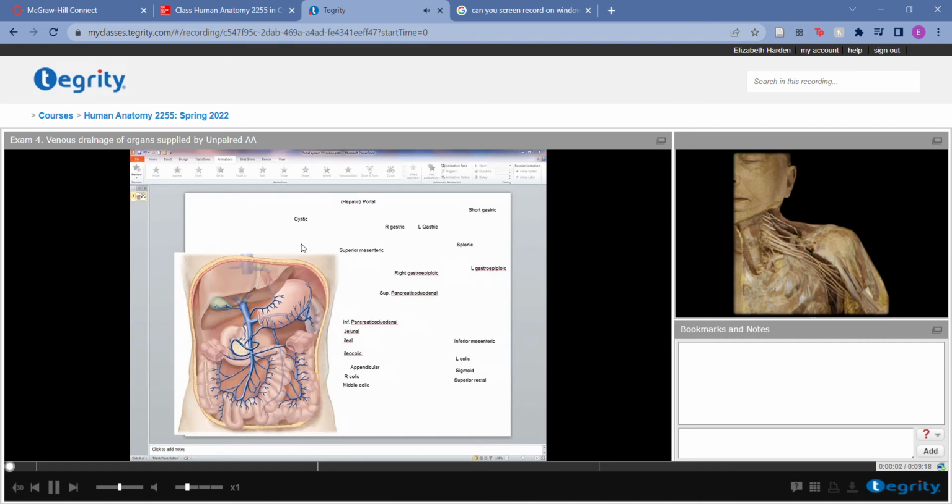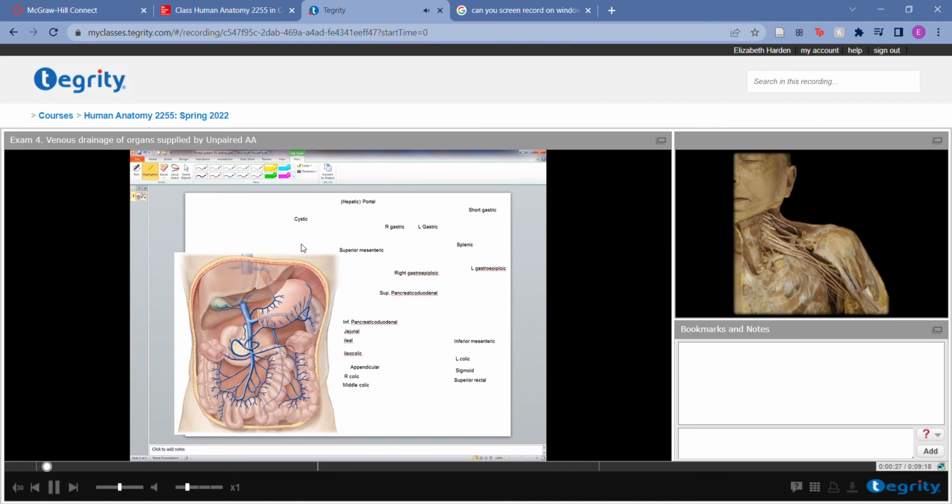Okay, you guys, I know this looks a little busy with all the words and everything up here, but just bear with me, and I'll show you that the venous drainage of organs supplied by the unpaired arteries actually isn't as difficult as it may seem at first. Now, many of you have probably already drawn through these, worked ahead, which is fantastic. But what I'm going to do is start with the big picture first.